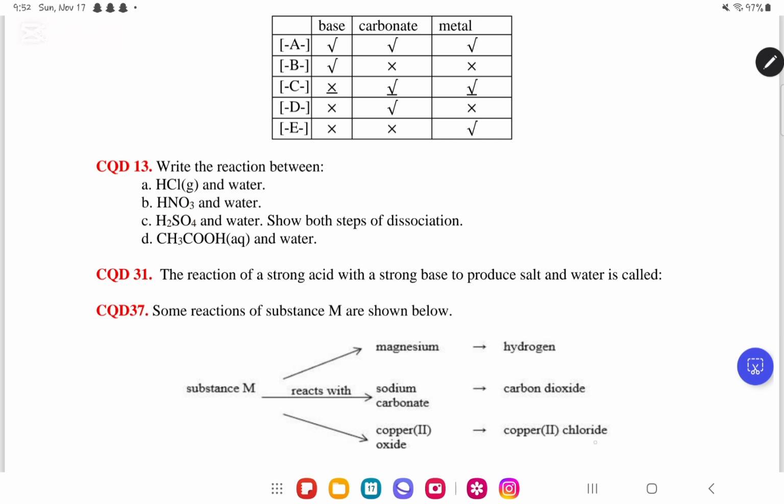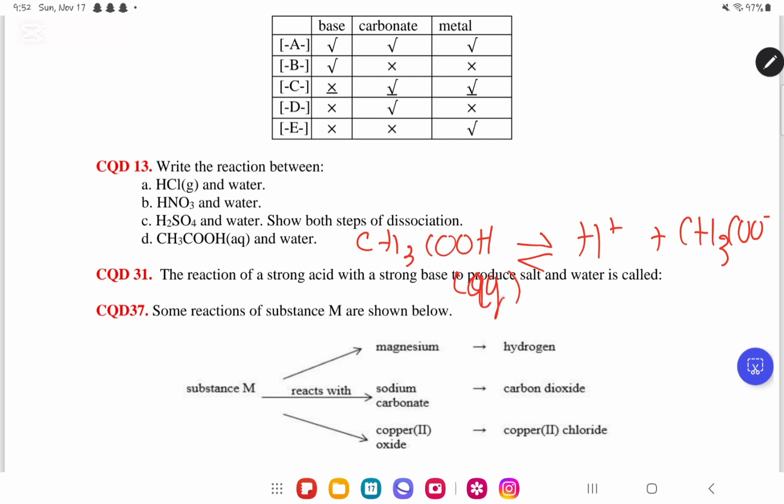Okay, now the final letter, we have letter D. We have CH3COOH and water. It is a weak acid, so it will not dissociate completely. It will, in fact, partially dissociate, meaning we're going to put the equilibrium sign into H plus and CH3COO minus. Now, always don't forget to put the aqueous and aqueous.